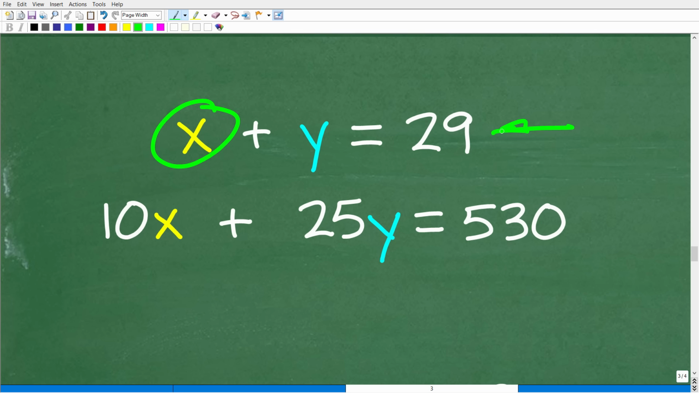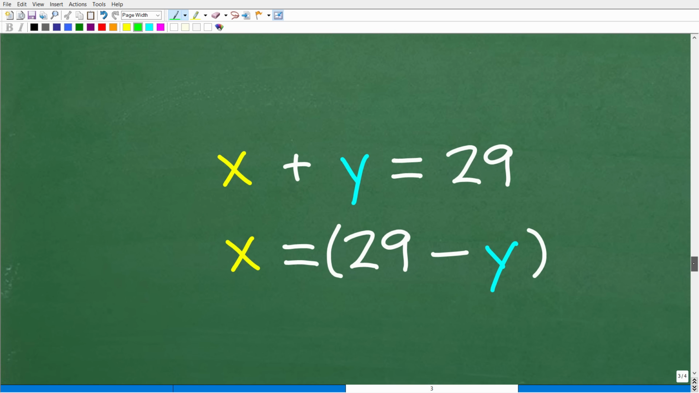But what I'm going to do is use the substitution method. And the way that works is you pick one of the equations and solve for one of the variables. So here, the first equation, it's going to be really easy to solve for x or y. It doesn't really make a difference. So I'm going to solve for x in the first equation. So we have x plus y is equal to 29. So to solve for x, I need to subtract y from both sides of the equation. So this is going to be 29 minus y.